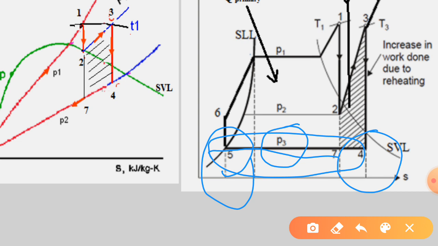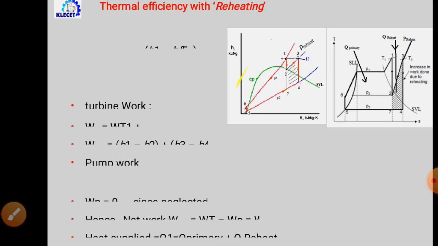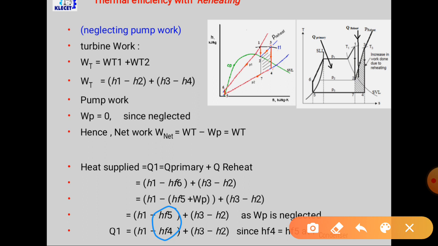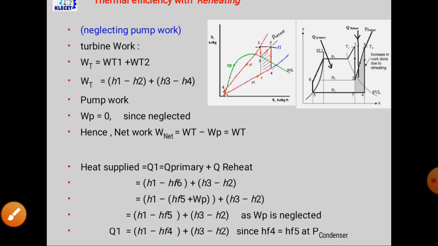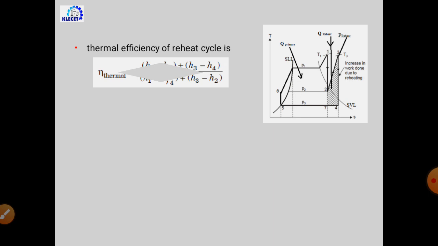So, hence we can consider HF at 5th state and at 4th state at condenser pressure P3 are equal. So, we can consider this for our discussion and we can replace HF5 by HF4 in our discussion. So, next we calculated the network as well as the heat supplied.